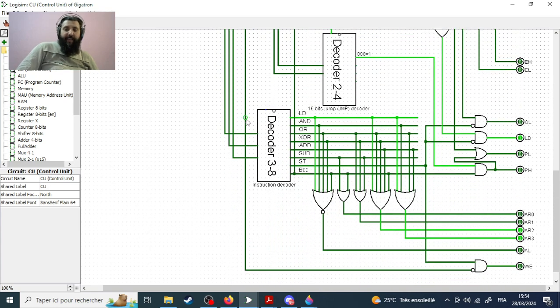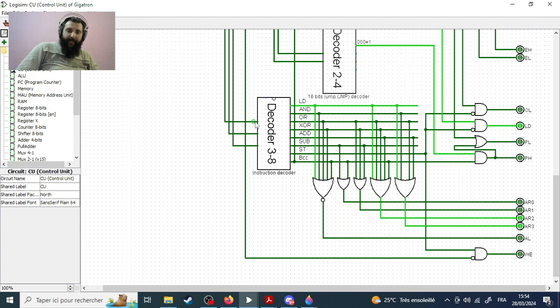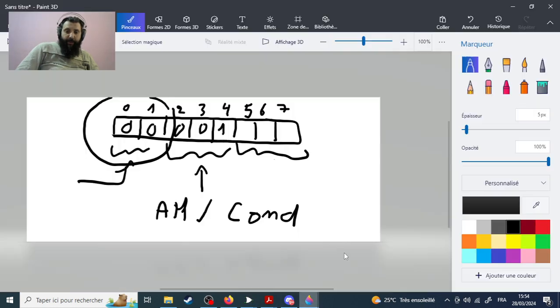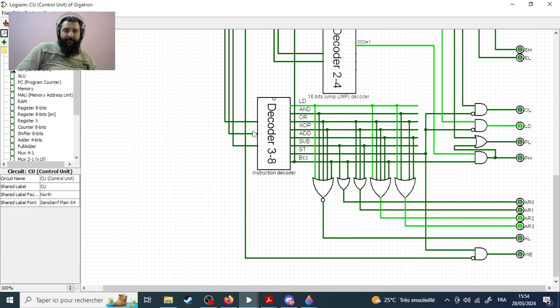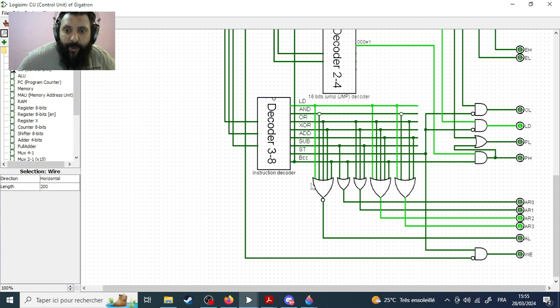Let's see the instruction decoder. The instruction decoder is this decoder. It has three inputs, and of course we know that those bits represent the instruction. If you give it instruction 0, it will activate this first output, the LD instruction. If I give it instruction 1, the AND wire will be activated. And the OR wire, the XOR wire, the ADD wire, the SUB wire, the ST store wire, and the BCC wire.